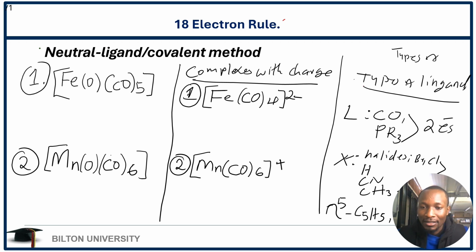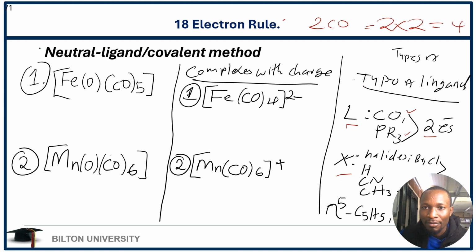But before we start, it is very important to know the types of ligands that you are going to deal with. We have the L-type ligands and the X-type ligands. The L-type ligands, for example carbonyl and phosphine, contribute 2 electrons each. So if I have 2 carbonyls, it will be 2 times 2, which gives me 4 electrons, because each carbonyl contributes 2 electrons. Each phosphine also contributes 2 electrons. These are some of the L-type ligands.